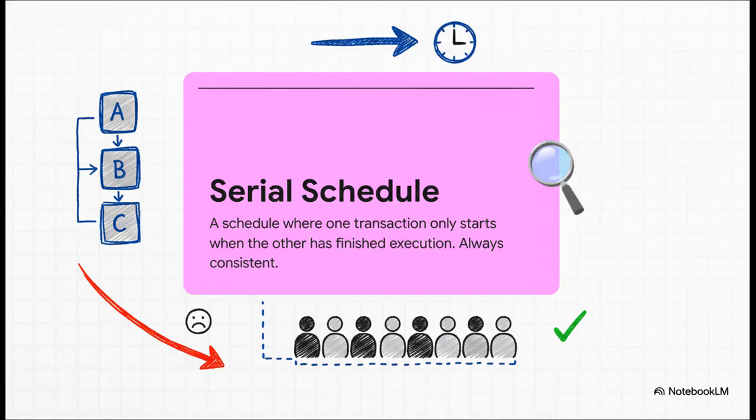Now, the simplest way to keep things safe is just to run everything one at a time. This is called a serial schedule. Just picture a single file line. Transaction A goes from start to finish. Then, and only then, transaction B gets to start. It's completely foolproof, always gives you the right answer, but, and this is a big but, it's incredibly slow.